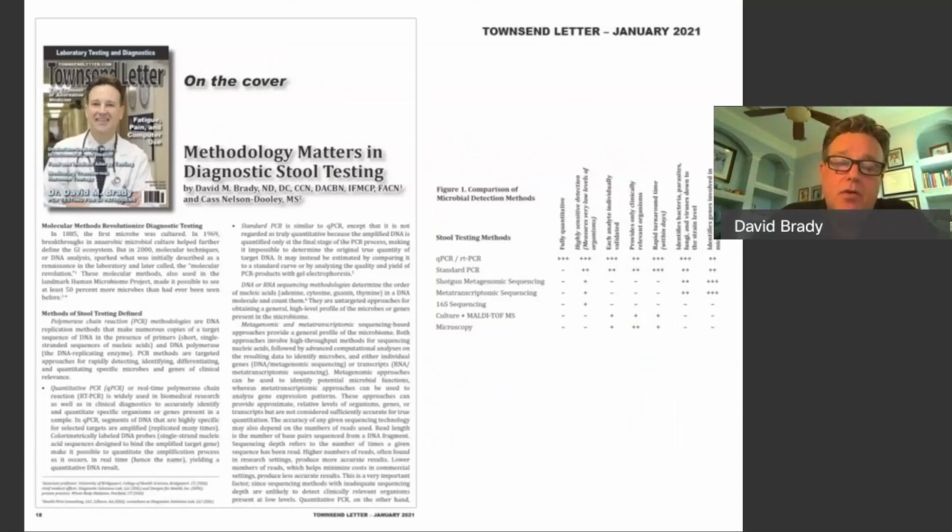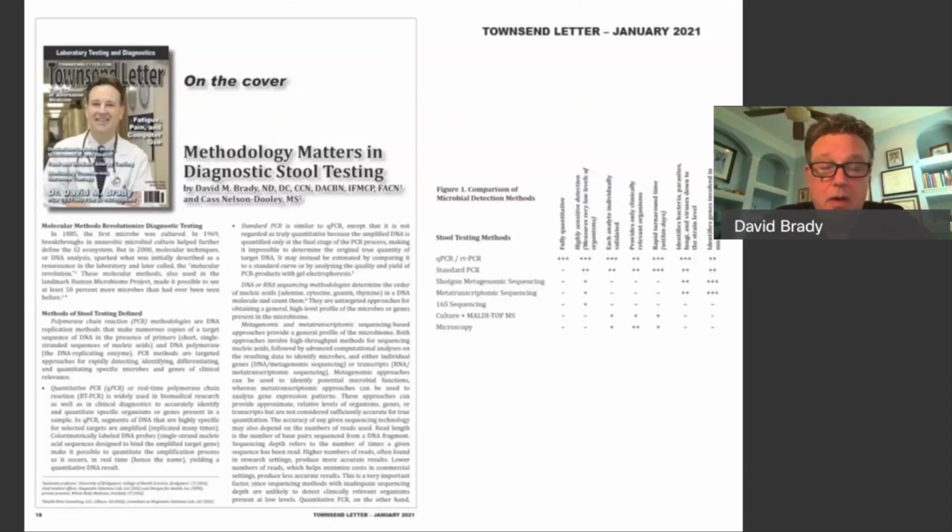And in a recent article in the Townsend Letter, in fact, an edition that I was featured on the cover for my work in this realm over the years, I put together an article with Cass Nelson Dooley on the different methodologies in stool testing and what the differences are and when is one better than the other. And it covers all the different ones out there, from quantitative or real-time PCR sitting at the top all the way down to microscopy and everything in between, shotgun metagenomic sequencing, next-gen 16S sequencing, and so forth. They all have a place. They all have a strength, they all have a weakness. And we're going to try to talk about that a little bit today within the context of the time that we have.